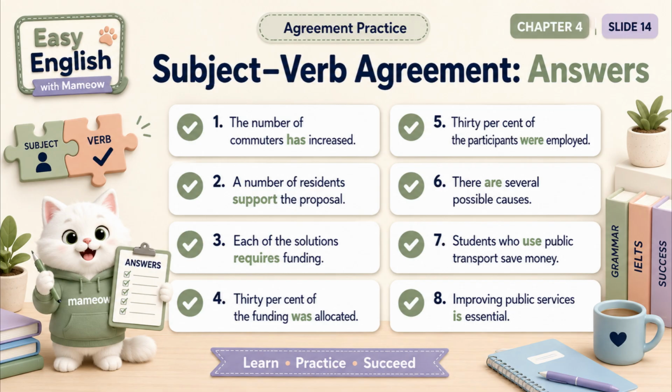30% of the participants were employed. Here, participants is plural, so we use the plural verb were. 6. There are several possible causes.